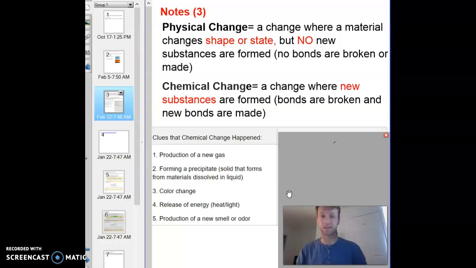That's a piece of evidence that a chemical change occurred. The last one is the production of a new smell. If all of a sudden something starts to produce a new smell, that's a clue that a chemical change occurred.